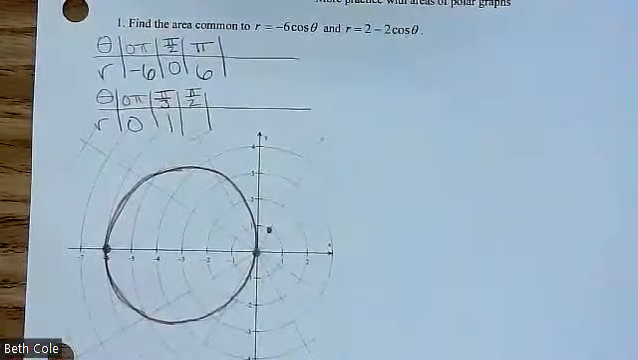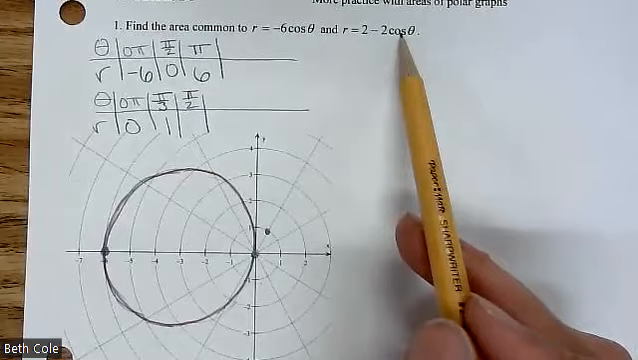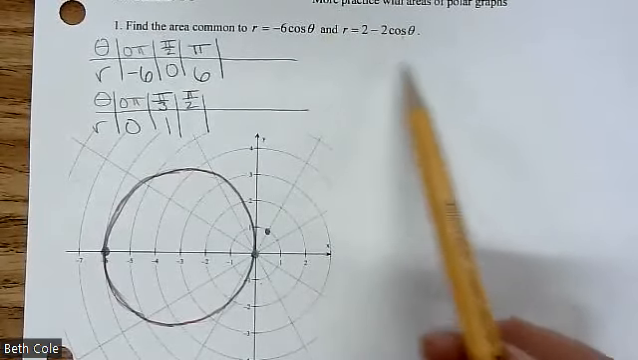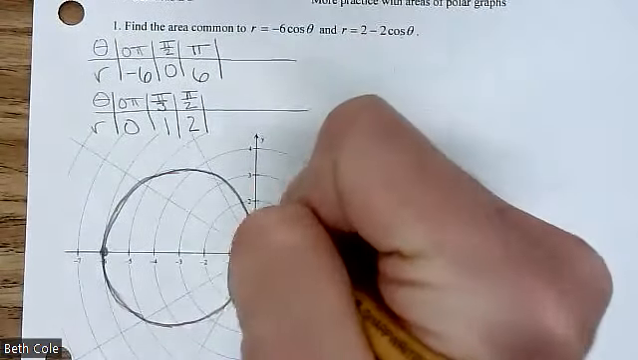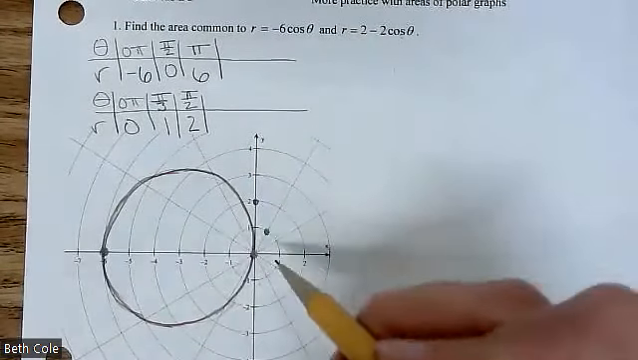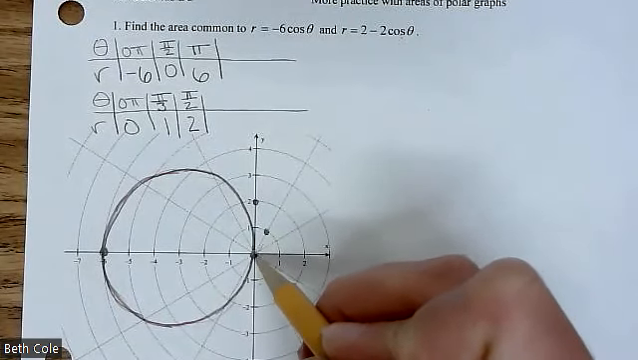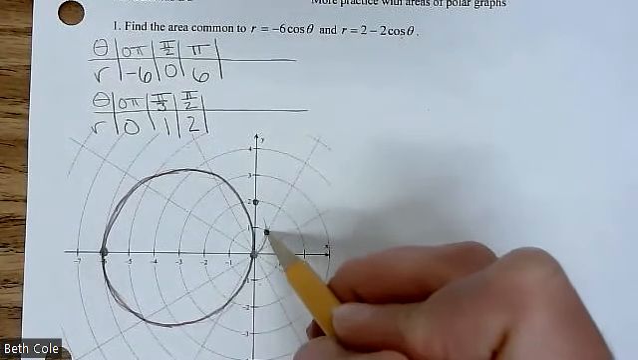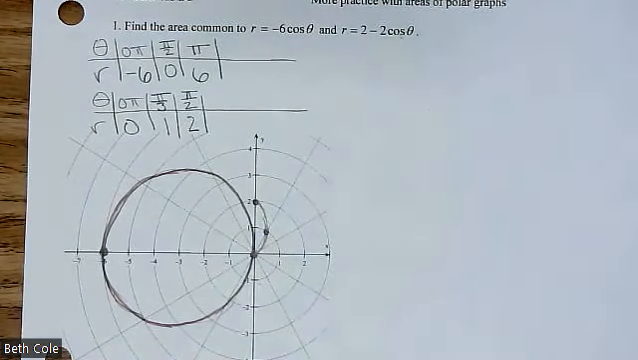All right, then let's do pi over 2. Cosine pi over 2, 0, so what do you get out of the whole thing? 2. So pi over 2 would be up here, and we're going 2 in that direction. So let's just look at what we've got so far. We started at the pole. We're going to connect to here and then to here. So that's what we have so far.